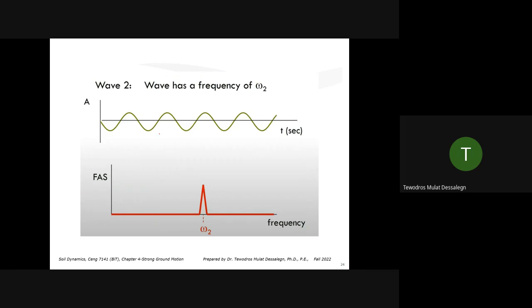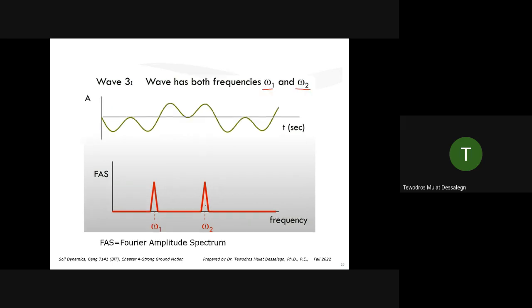Let's say we have another wave which has frequency omega 2, or circular frequency. Omega 2 is 2 pi f, or 2 pi divided by the period. So this has omega 2. In the Fourier plot, it's just a single point, omega 2. Now let's say you have omega 1 and omega 2 combined.